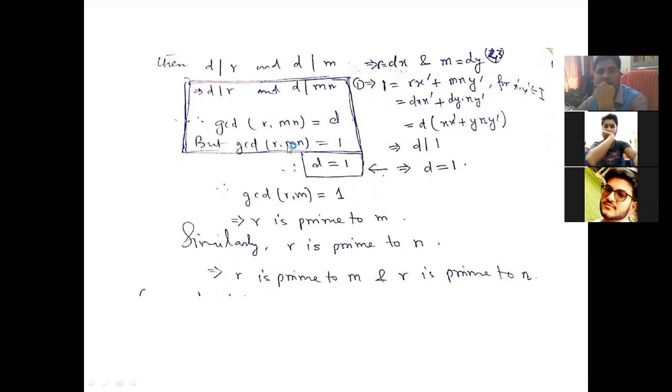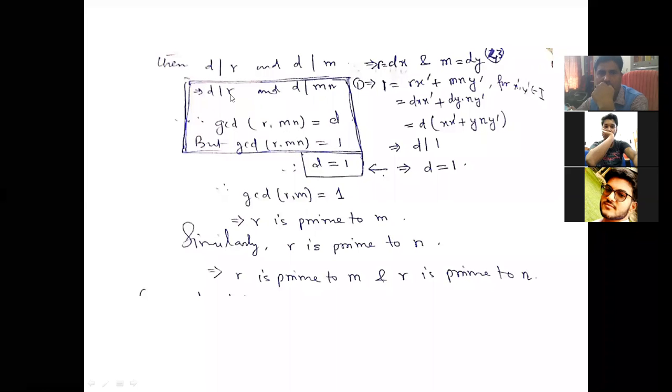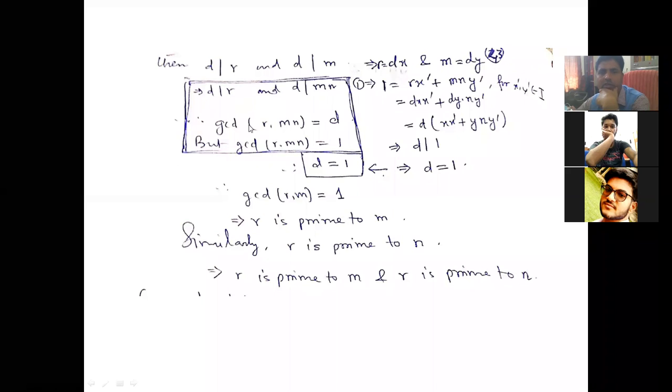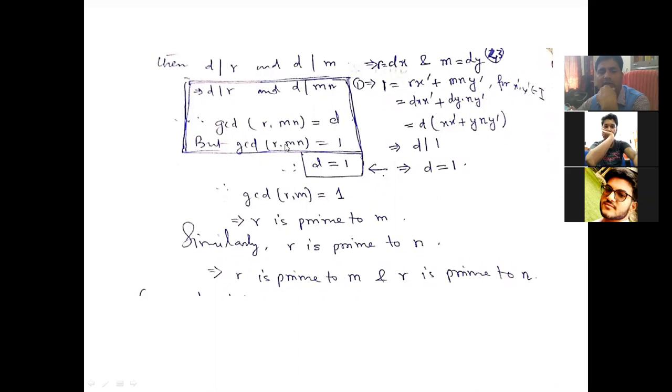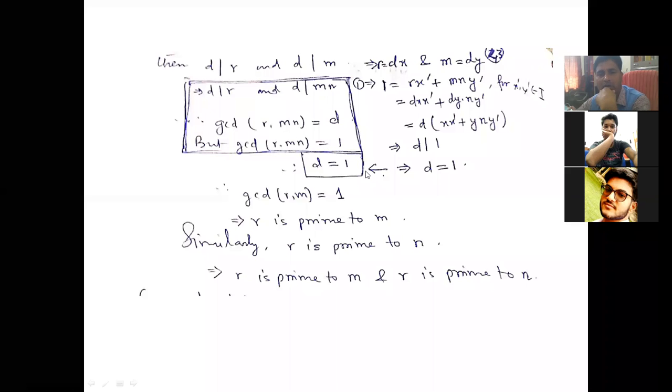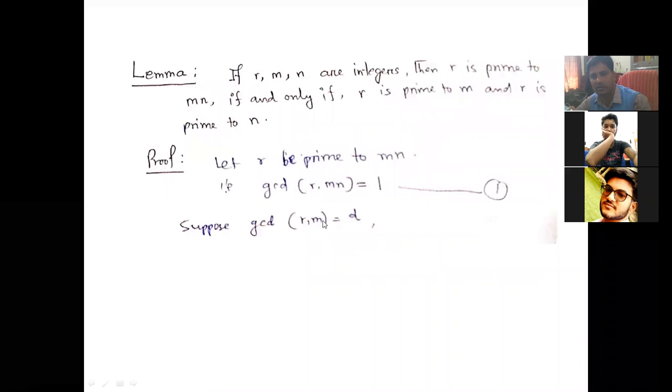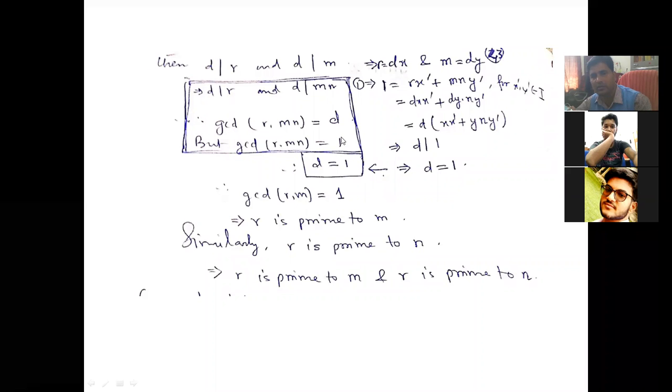So GCD of r comma mn equals 1. So therefore d equals 1. You see r and mn, d divides r and d divides mn. So GCD of r comma mn equals d, but GCD of r, mn equals 1. So d equals 1. So GCD of r comma m equals 1. Because it was taken GCD of r, mn equals d. Here we prove that d equals 1.